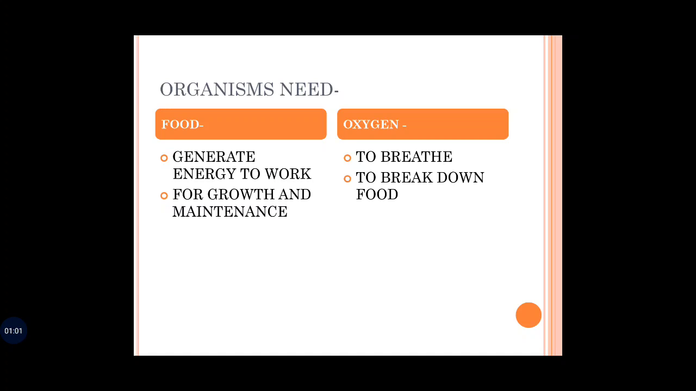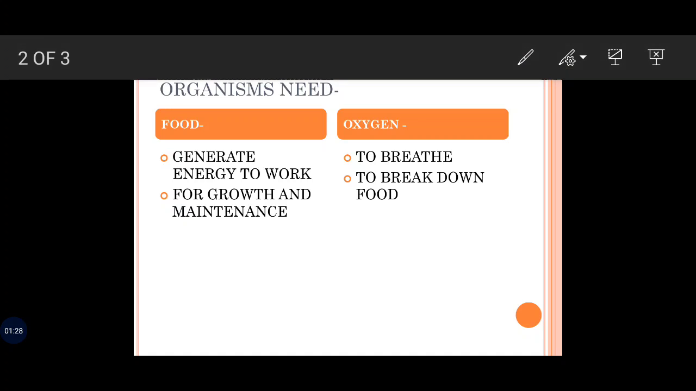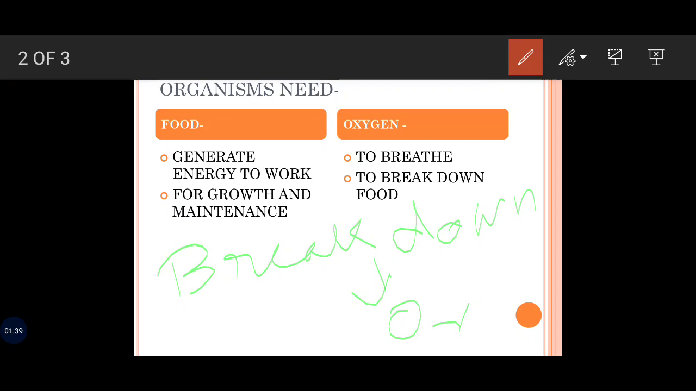Children, you know that all organisms need food to meet their various life activities, for growth and for development. So this food, when it is taken by an organism, is broken down from the complex form to simpler molecular forms. And this breaking down of food is done with the help of oxygen. So you can say that for the breakdown of food, we need oxygen.